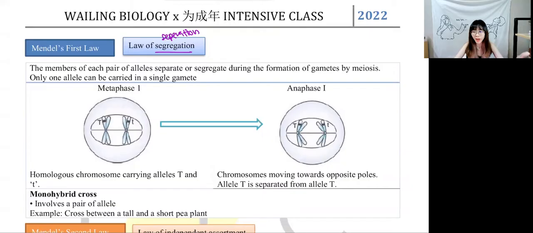It means we're only trying to find the height, or the weight, or the color. Only one characteristic. We call this monohybrid. Mono means only one characteristic.